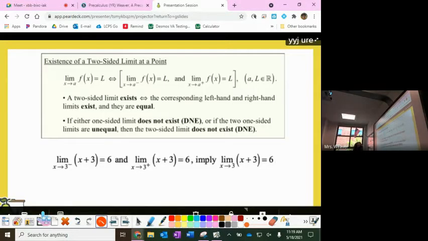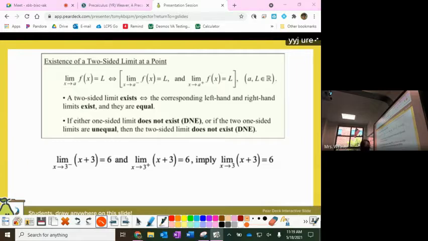Okay. The existence of a two-sided limit at a point. The limit of a function as x approaches a equals capital L, which stands for the limit. And this is our notation way back from geometry, from our logic days. That's our two-directional arrow. That's our if and only if. IFF stands for if and only if.